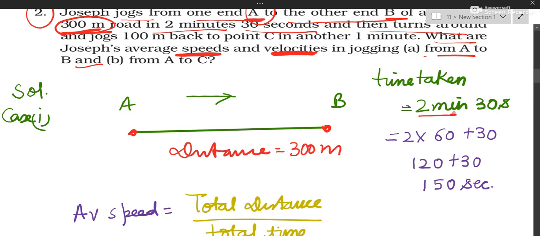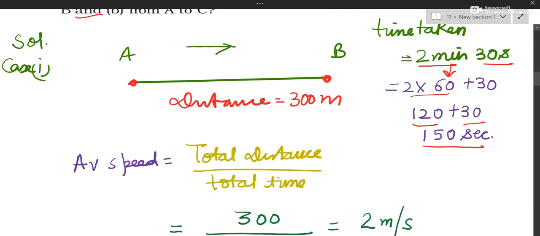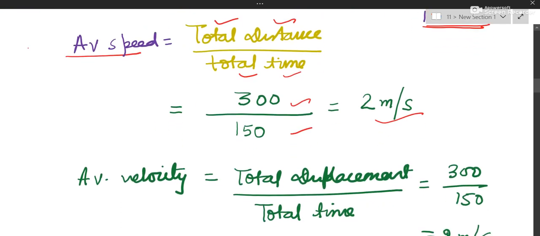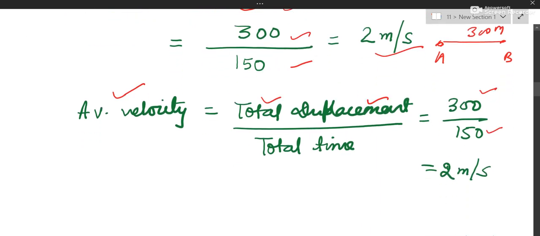And time taken is 2 minutes 30 seconds. Minute again you are converting into second. 2 into 60, so 120 plus 30 is 150 seconds. So first part can be solved like this. Average speed is equal to total distance by total time. Total distance, as you can see, is 300 meter and total time is 150 seconds for A to B. So simply substitute, it is 2 meter per second. Now they have asked average velocity also. Average velocity is total displacement by total time. He started from A, he is at B. So displacement is 300 meter only and time is 150. So you can simply substitute, and average velocity is also ready.